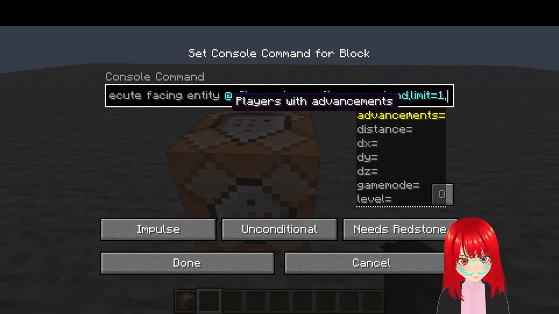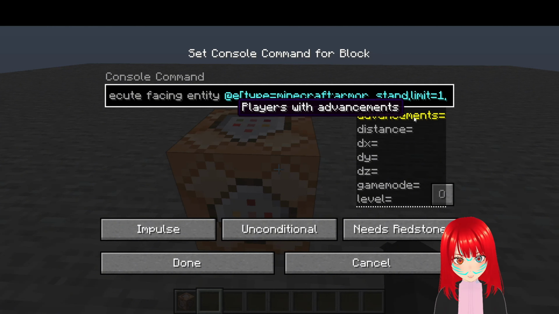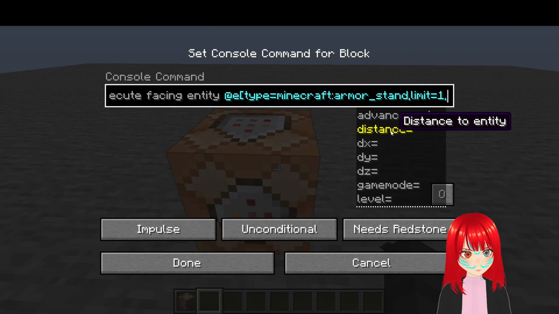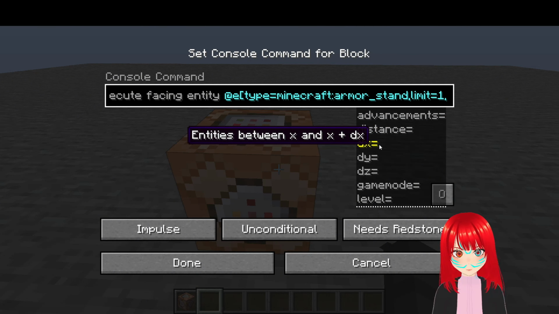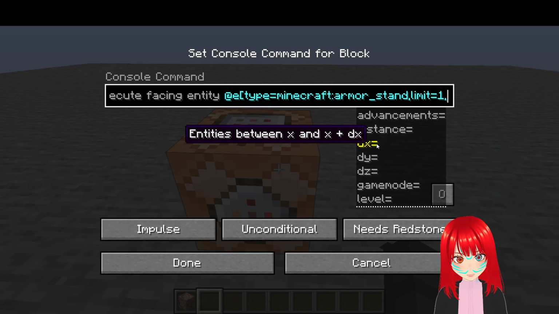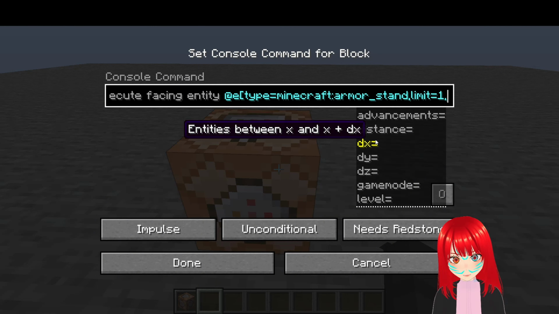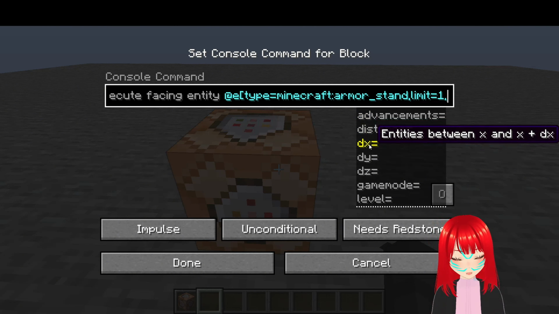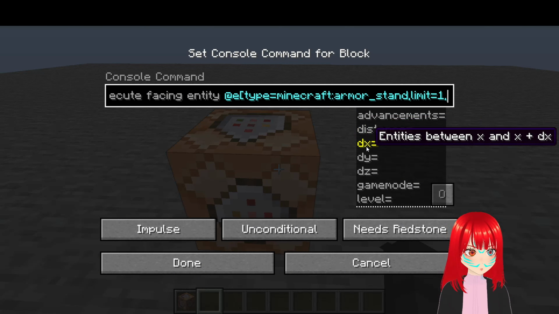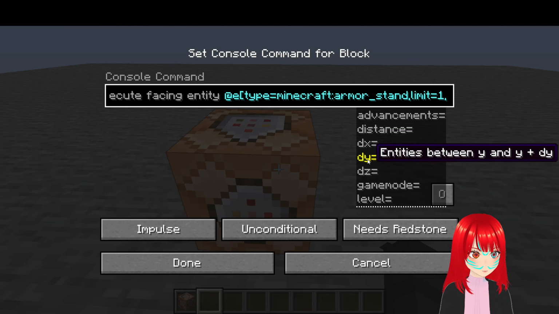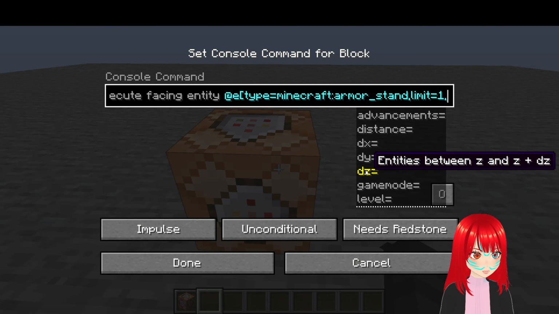There's advancements, if a player has that. Look, see, it literally describes it. Entities between x and dx. Now, x plus dx, that is basic math. It's just calculating the... never mind. It's 2 points basically on the x-axis, y-axis, and z-axis.